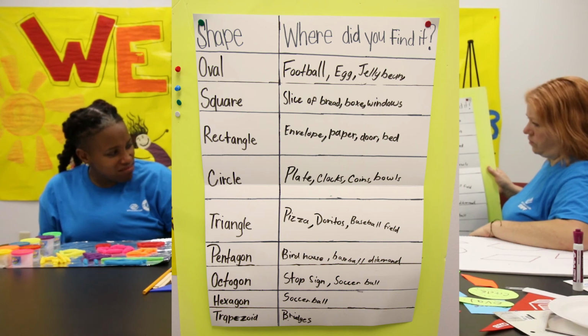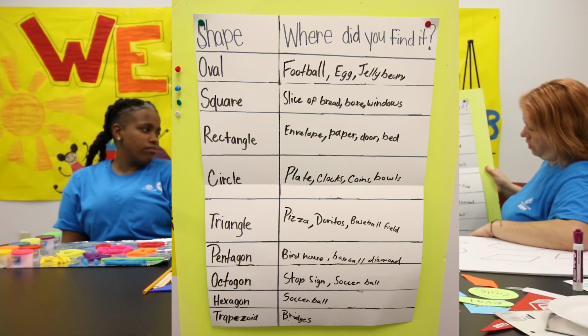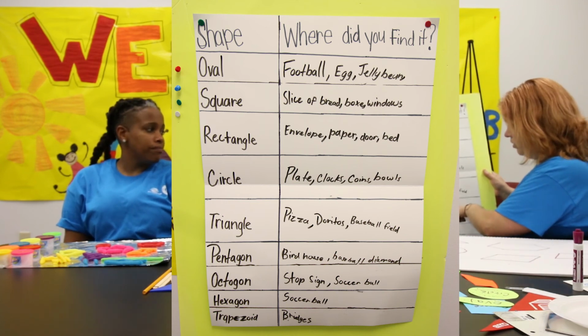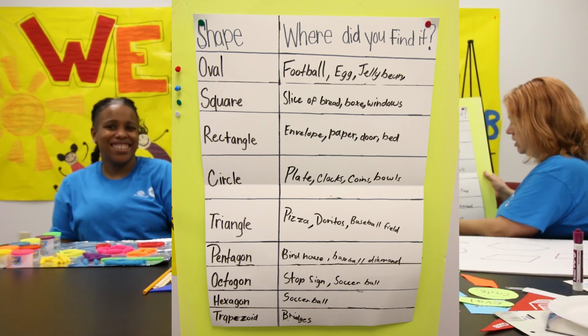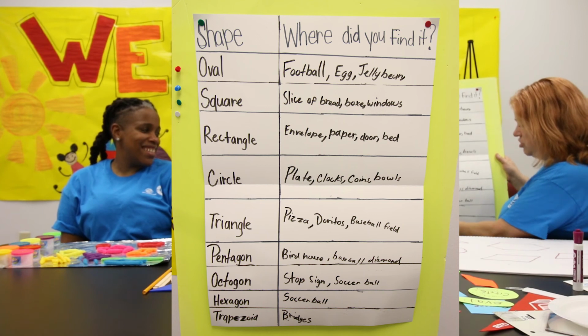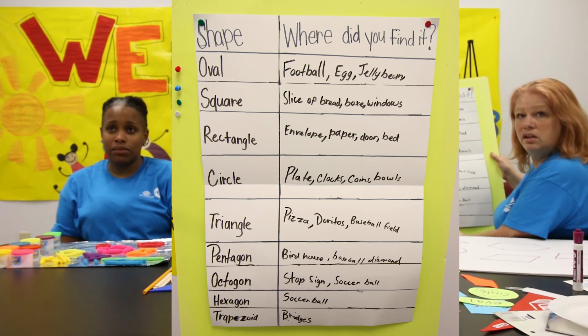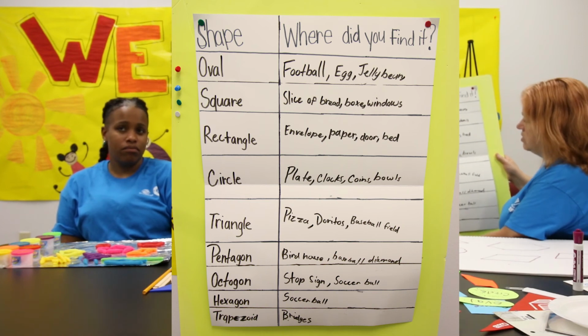I'll say the pentagon. The pentagon? Yeah, because you don't live on a baseball field. We don't live in the Pentagon. So that was probably a hard one. And the trapezoid, too, I think was a hard one for us to find. Yes, most definitely.